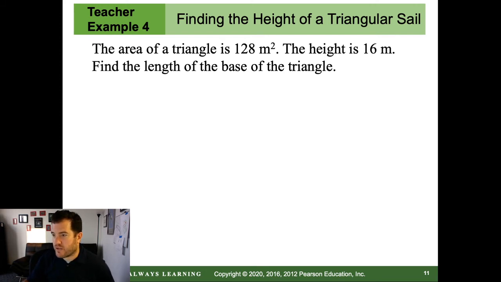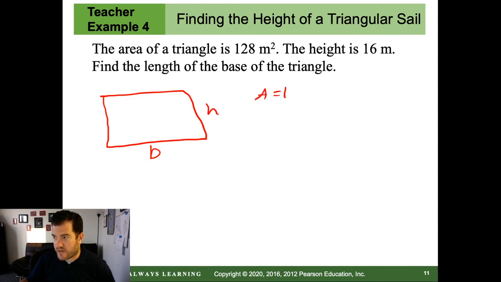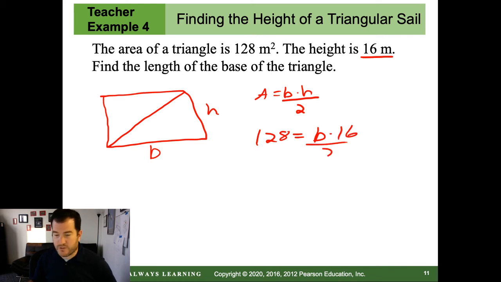So the area of a triangle. So remember, if this is a rectangle, right, and this is my base and this is my height, I would say that the area of the rectangle is base times height, right? In order to find a triangle, all I have to do is cut that in half. Okay? So now, this is our formula. We could say that 128 is equal to the base times my height all over 2. And we're in business again.